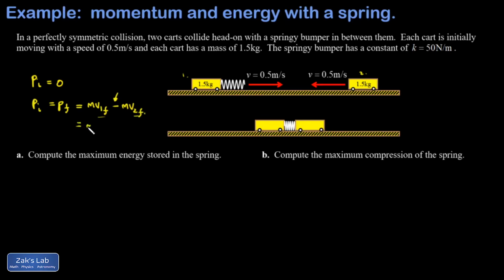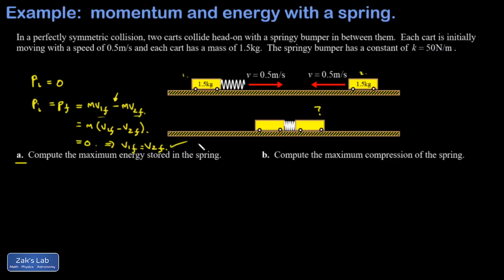Because these two masses are the same, I can factor m out, set this equal to 0, and I realize that v1 final is equal to v2 final, no matter what the final moment in time is. In other words, these objects always have the same speed. So when we get into part A of the question, compute the maximum energy stored in the spring, the key to this is figuring out what are the speeds of the two masses at this point where I'm at the maximum compression of the spring. And these two masses are moving towards each other always with exactly the same speed. We just figured that out.